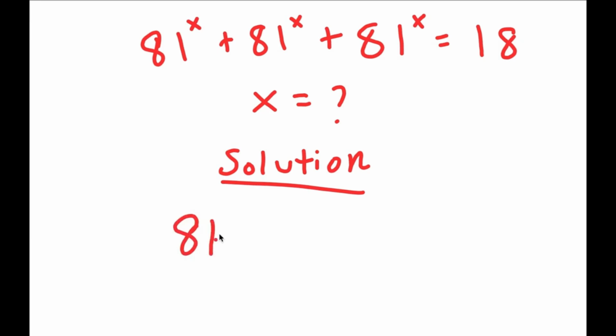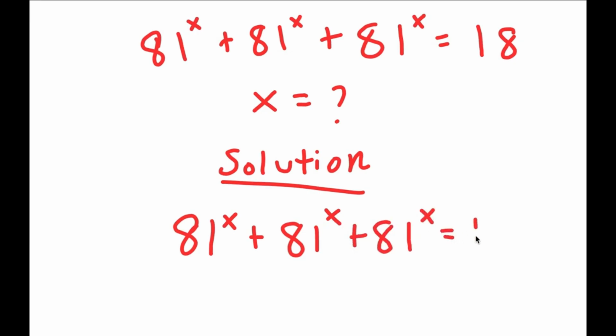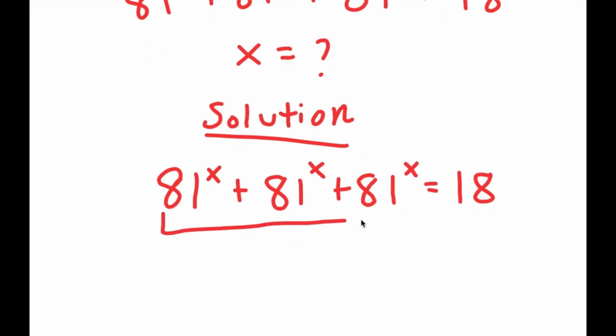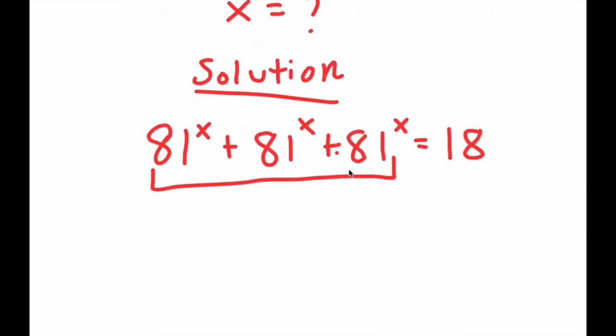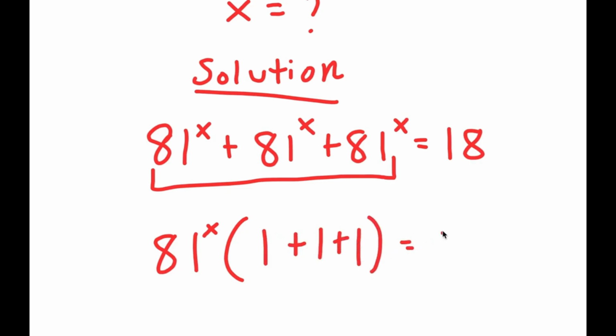So 81 to the power of x plus 81 to the power of x plus 81 to the power of x is equal to 18. Now notice how we have 3 of the same terms in my left-hand side. So the best thing to do here is to just factor them out. So I get 81 to the power of x times, now these two are the same, so any term divided by itself is 1. So I get 1 plus 1 plus 1 is equal to 18.